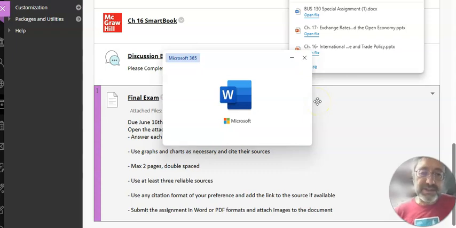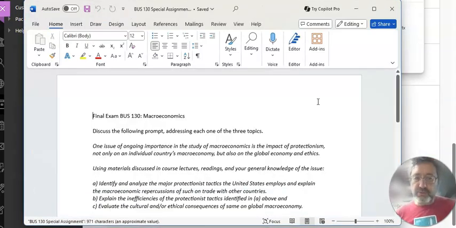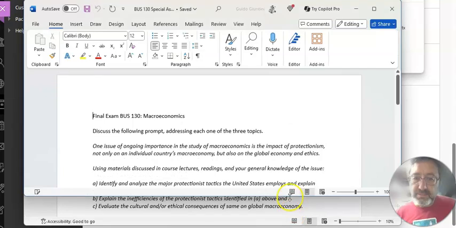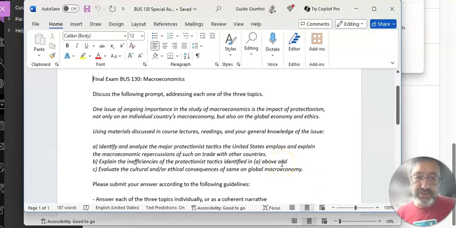But the question is exactly about foreign trade. What are the consequences of putting a... Let's read it together so you can see. An issue of ongoing importance in the study of macroeconomics is the impact of protectionism. Protectionism, remember, is protecting your domestic industries from competition from abroad, right? Not only on individual countries' macroeconomy, but also the effects on the global economy and ethics. I already discussed some of this last week. Using material discussed in course lectures, readings, and your general knowledge, so basically the stuff of this week and the stuff at the beginning on competitive advantage.